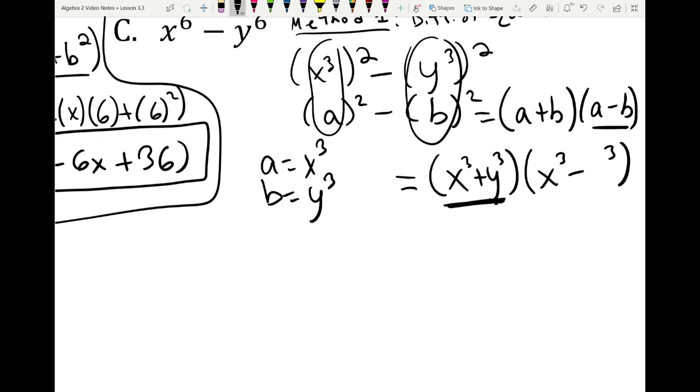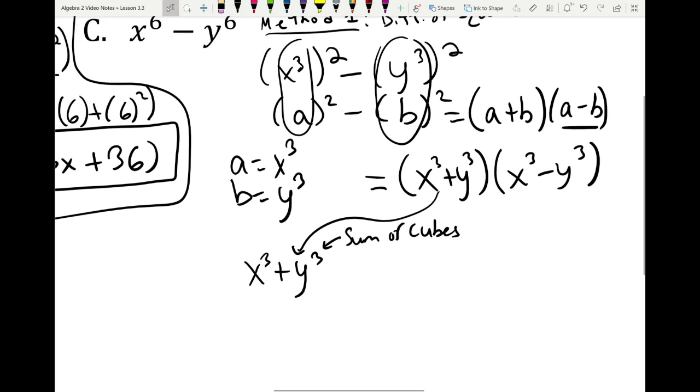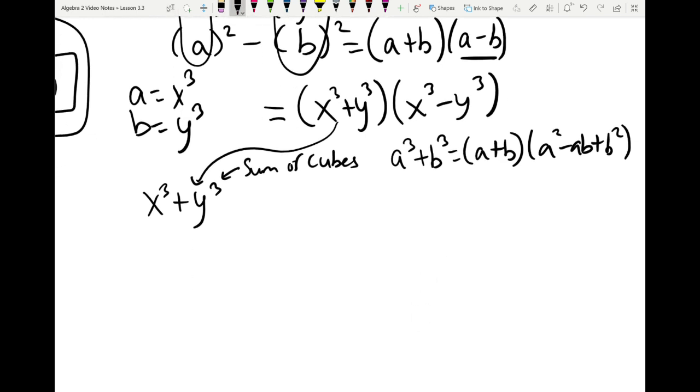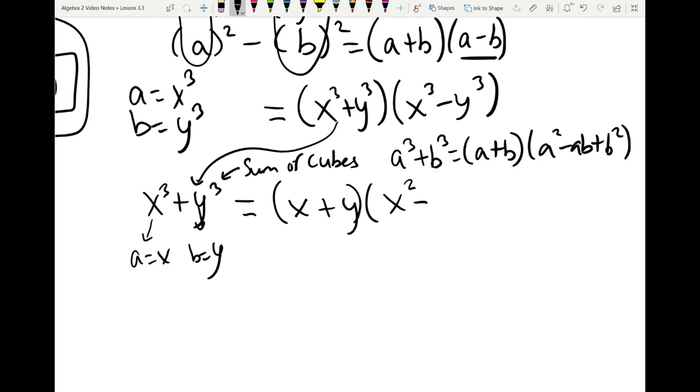So just kind of ignore this for a second. We're going to focus on the x cubed plus y cubed. So I'm going to just focus on this, okay? This is a sum of cubes right here. And the sum of cubes formula, I'll write it down. A plus b, a squared minus ab plus b squared. So in this case, a is x and b is y. So we can factor this. So we have a plus b, x plus y, a squared, x squared, minus ab, xy, plus b squared, y squared. So you see this guy that we just found?